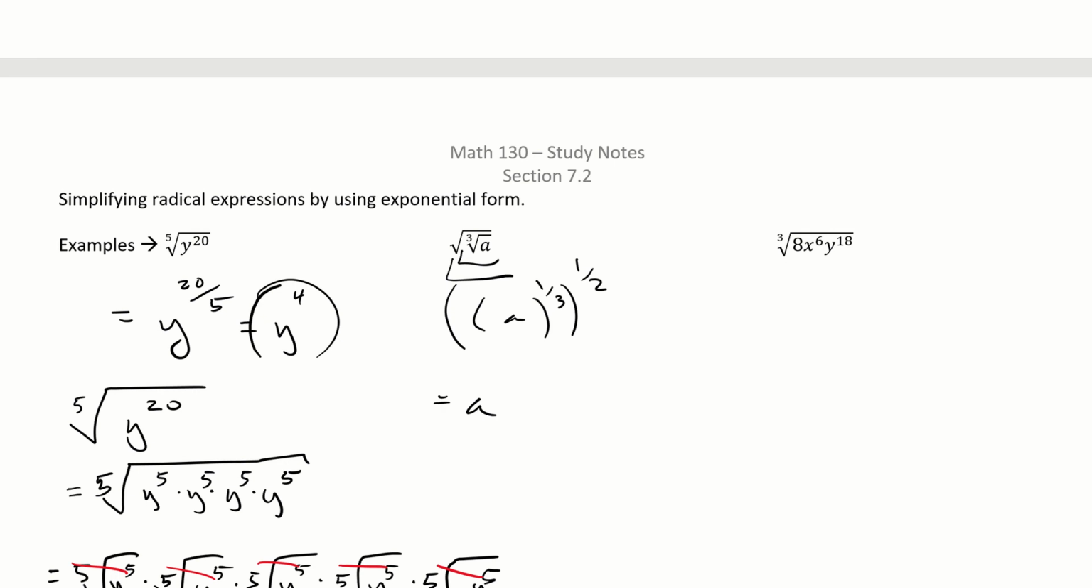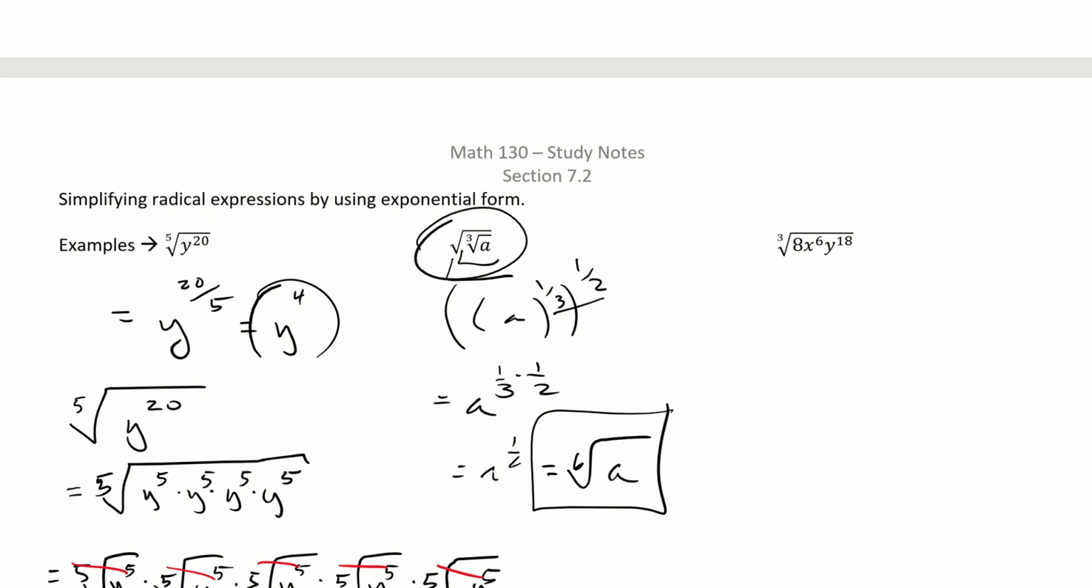It says it's equal to, well, what do you do with powers when they go power to a power? You multiply them. It's 1/3 times 1/2. The answer is a to the 1/6 power. And if you want, you can say that's the 6th root of a. Did you know that was the 6th root? So this is the kind of stuff you learn with roots and radicals. You learn about numbers, and it's really informative to see it happen with these fraction powers.